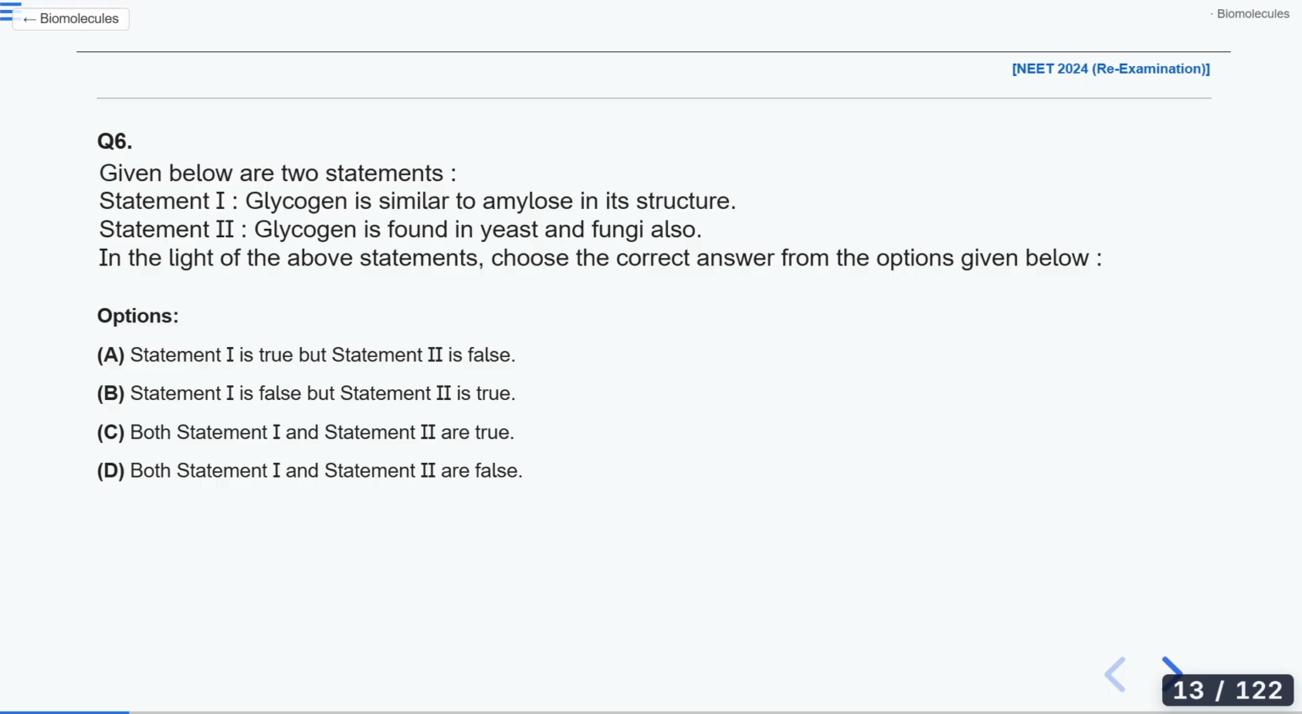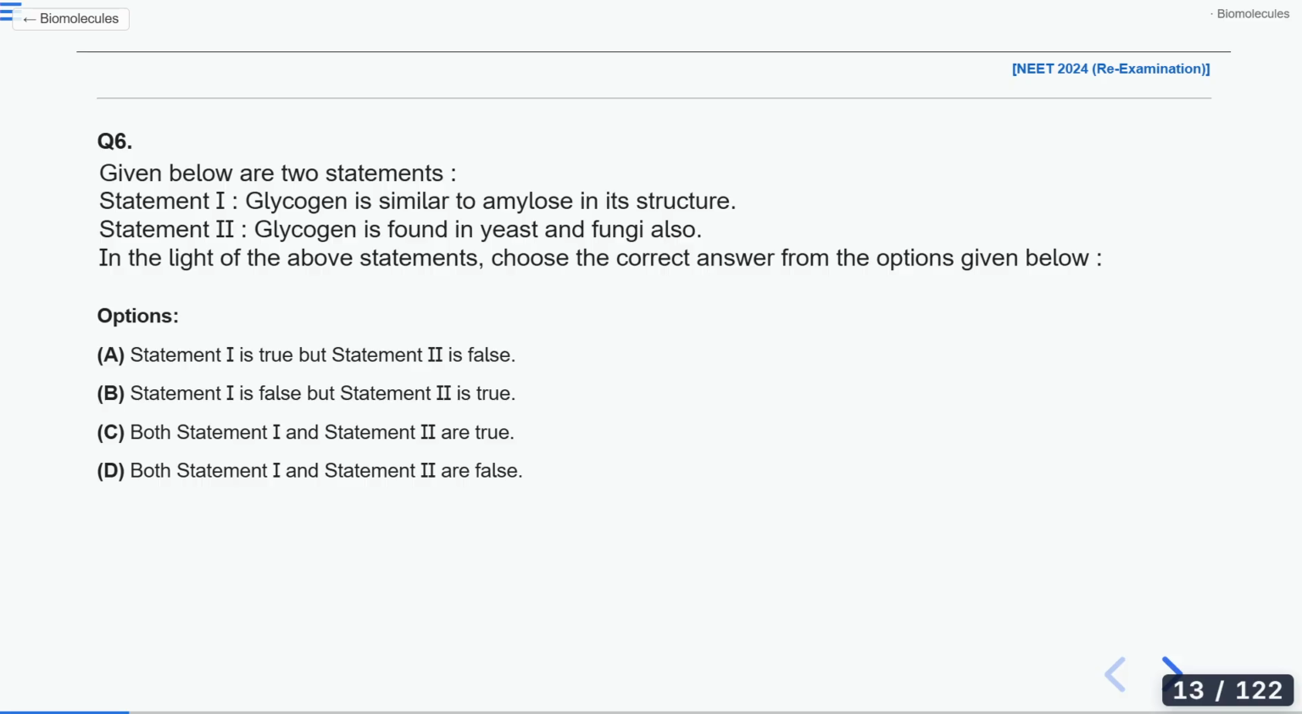If B is the correct answer, for those who are answering B, can you tell me to which structure your glycogen is similar to? I'm asking those who have answered B. If it is not similar to amylose, it is similar to which structure? Answer this question. Anyone, can you tell me? So you should remember the counterpart as well. They can ask it from the counterpart.